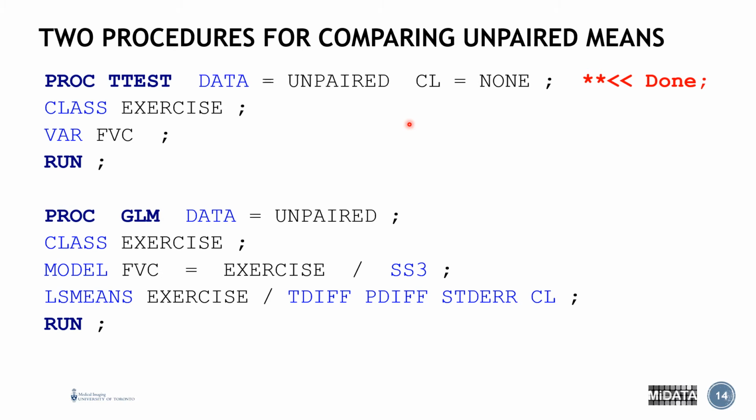You guys know now, you go to proc GLM. And in this case, same thing. Data is unpaired. Very similar. Look at this. Class exercise, model FEC equals exercise. I'm only specifying sums of squares type 3. Good. And as usual, the LS means, which is going to confirm our t-test with our probability for the t-test as well, and the standard error and the confidence limits.